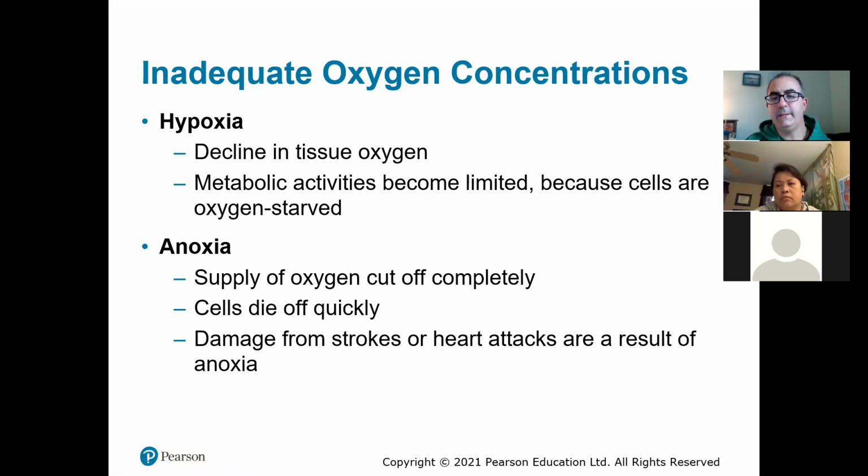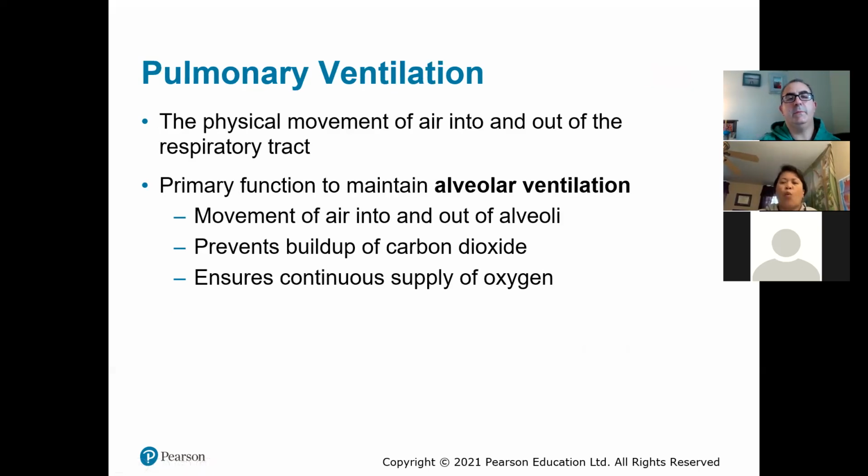So hypoxia, anoxia. Anoxia just means no oxygen. So then we get to pulmonary ventilation. This has a lot to do with the lab that we'll do this week. Pulmonary ventilation is just movement of air in and out of your lungs, right? Primary function is to maintain alveolar ventilation. You want to be moving enough air in and out of your lungs that you're getting air across those alveoli into your blood, right? You also want to, not only are you trying to get enough oxygen into your blood, but in your blood, carbon dioxide is building up and you want to get rid of it.